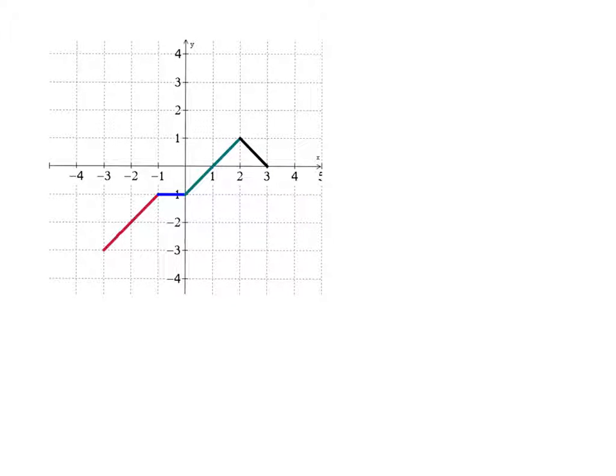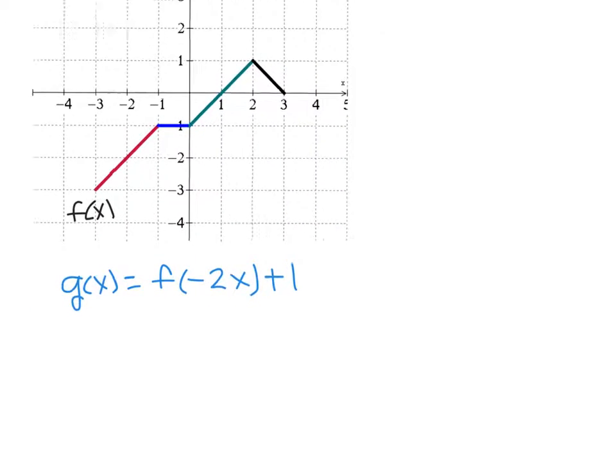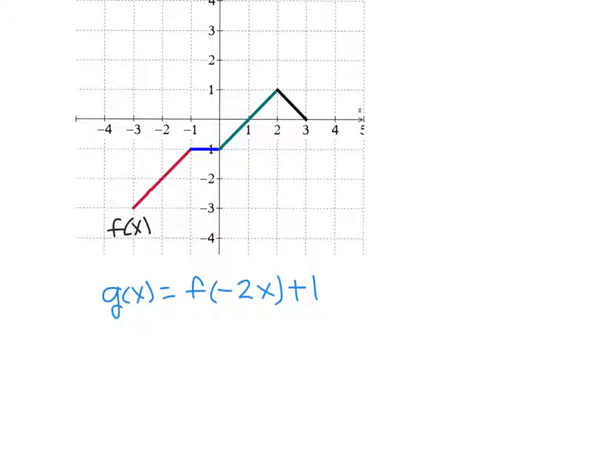Let's look at transformations of functions with this graph of a function. We'll call this f of x. And we want to find the transformation g of x equal to f of negative 2x plus 1. So let's first write down the transformations that this is going to include.